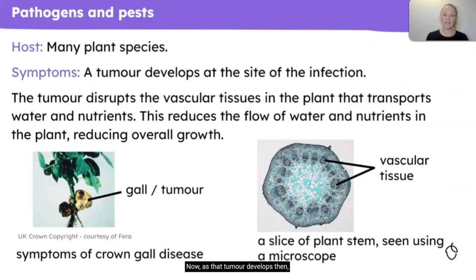Now, as that tumour develops then, what happens is it actually sort of embeds itself into the vascular system of the plant stem. So we're talking like the phloem and the xylem. It then restricts the movement of water and nutrients around that plant, and obviously that would then contribute to an overall stunted growth, and eventually it can lead to death of that plant.